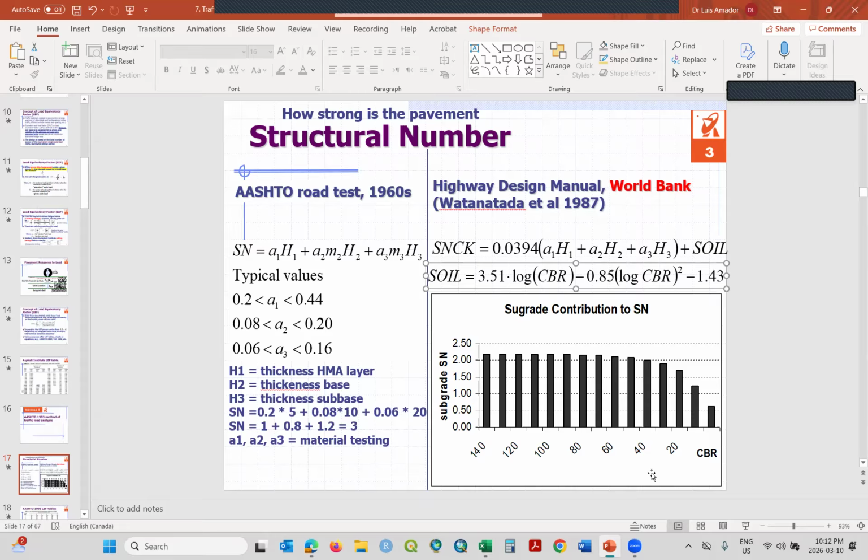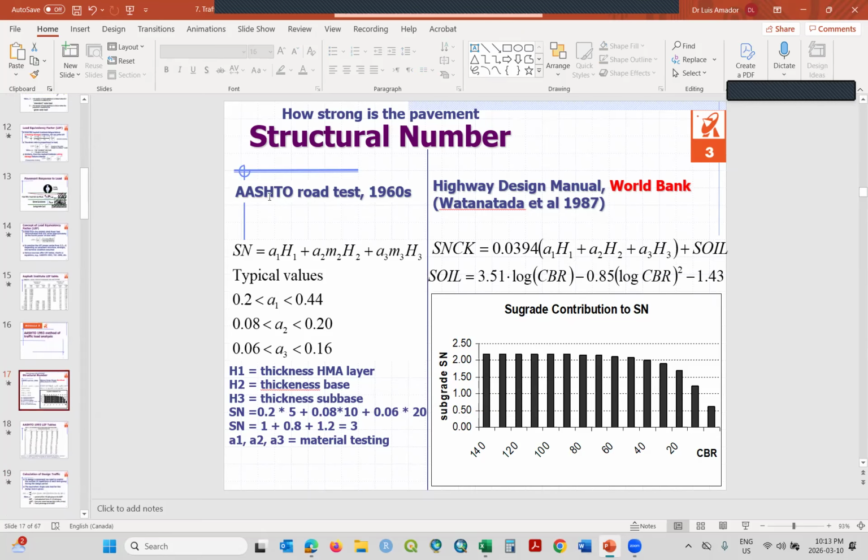So depending on the bearing ratio, you can see here the values. For a value of, say, 100, your structural number will go, for the subgrade, will go to 2.1 approximately. So that means that to this value we just calculated, you will be adding the contribution of the subgrade soil. This is just a modified approach that the World Bank uses. This one on the left-hand side is our AASHTO approach.